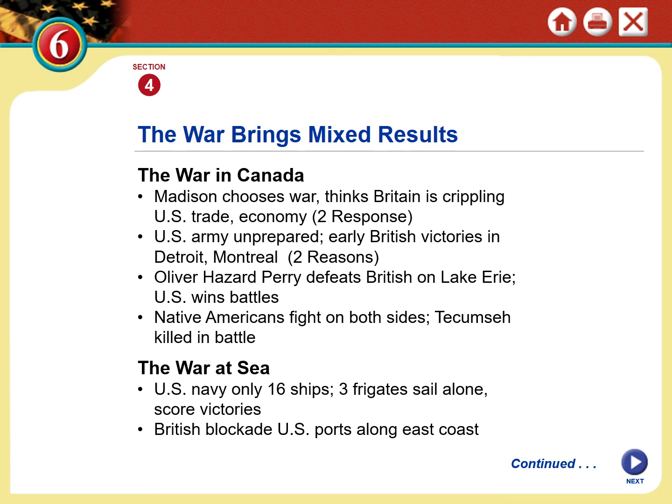Now, only 3 of these ships were of the class that we would consider worthy of going toe-to-toe with the British. Frigate class. We had 3 capable of actually holding a broadside battle with a general British ship. 3 for our entire country. So it's pretty sad, obviously. And so the British effectively blockaded all U.S. ports along the East Coast. So they were able to cut us off rather easily.